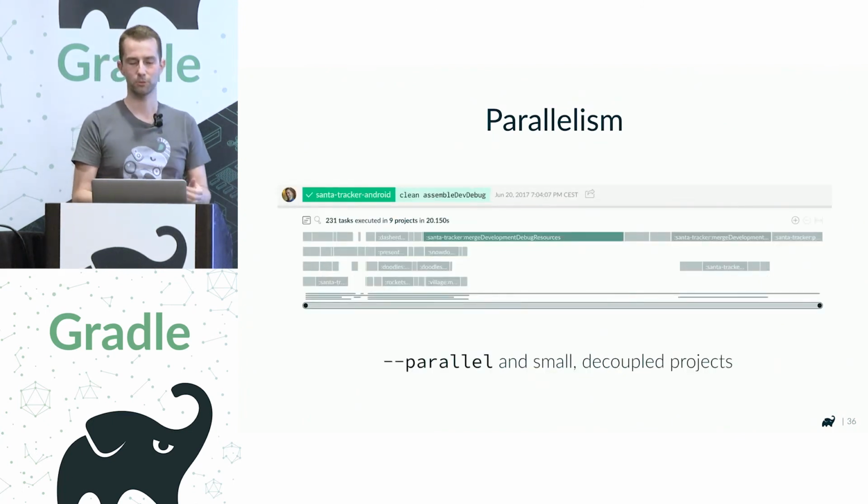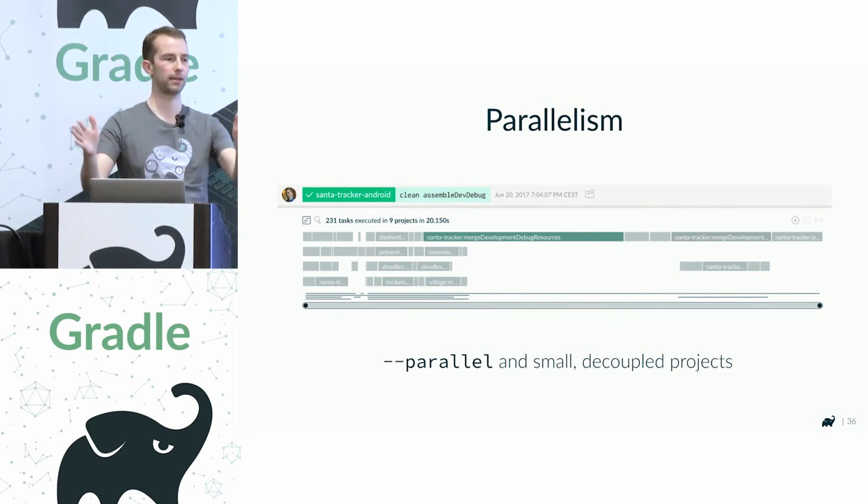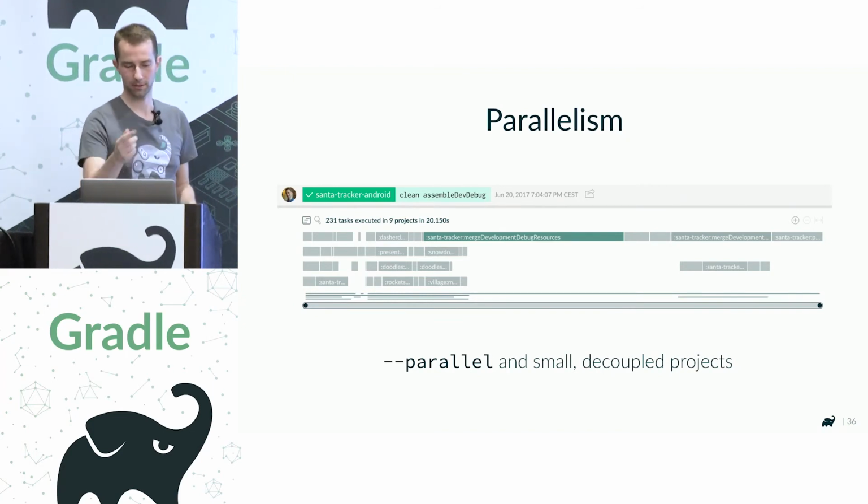So that's what you can do with the --parallel option. You can tell Gradle, hey, my projects are decoupled from each other, so you can run their tasks in parallel. And that, in this case, cuts the build down to 20 seconds, which is a pretty significant saving.